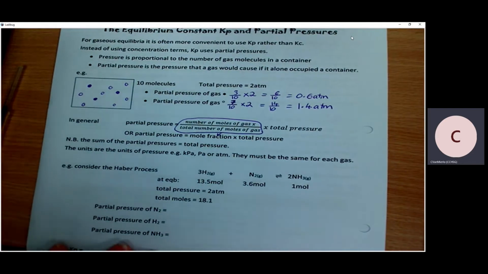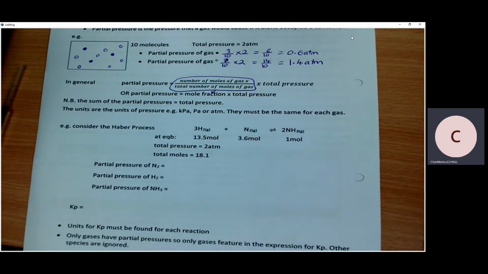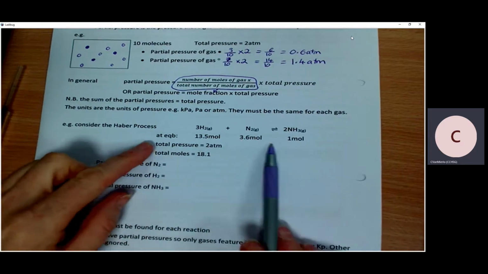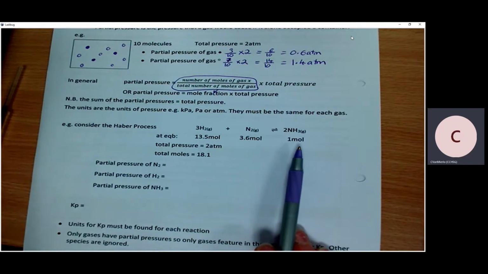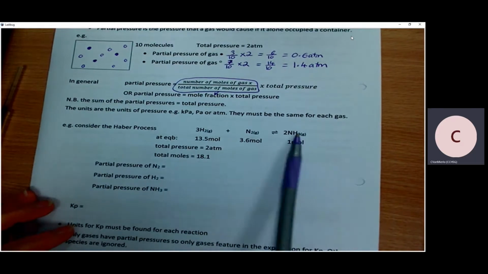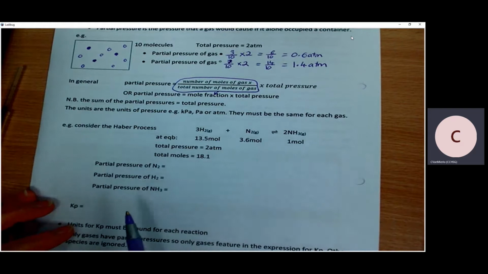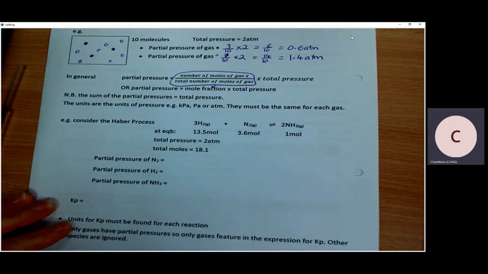So we've got our Haber process here. Just like we have with our Kc calculations, you could be given moles at the start and one set of moles at equilibrium and then have to work out the rest of your moles at equilibrium. So we know how to do that now. This is just working forward from there. So if we have a look at this here, can we then work out, please, the partial pressure of nitrogen, hydrogen and ammonia? And then we'll have a look at how we write out a Kp expression.